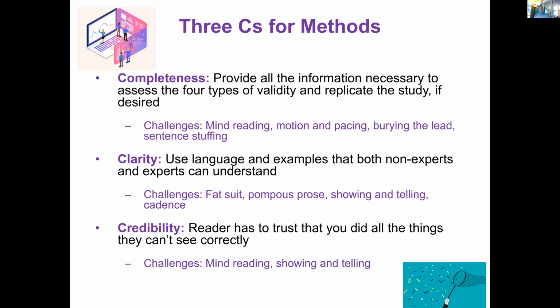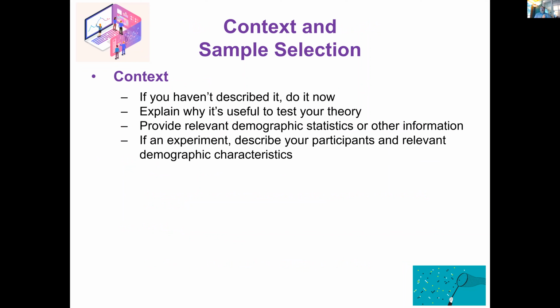So the reader has to trust that all the other stuff that you did that they can't see was done well also. And this is, again, where mind reading and showing and telling can play important roles. What I'm going to do now is go through the different sections of the methods section and talk about the 3 C's within each of these, and how we deal with or avoid creating some of the pathologies associated with them. We typically open a methods section with a description of our context and our sample selection.